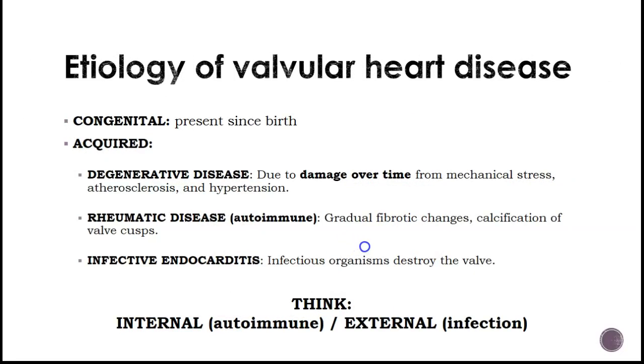Etiology, where is it going to come from? What's the root cause? Can be anything from born with it or it is acquired. Degenerative can be damage over time. Rheumatoid, as I said in class, when you hear rheumatoid, always think autoimmune. We're going to have some changes that will cause damage to the valves. Or infective endocarditis. This is actually an infective organism that does damage to the tissue. So if we're thinking of internal aspects, autoimmune, external, think infection.